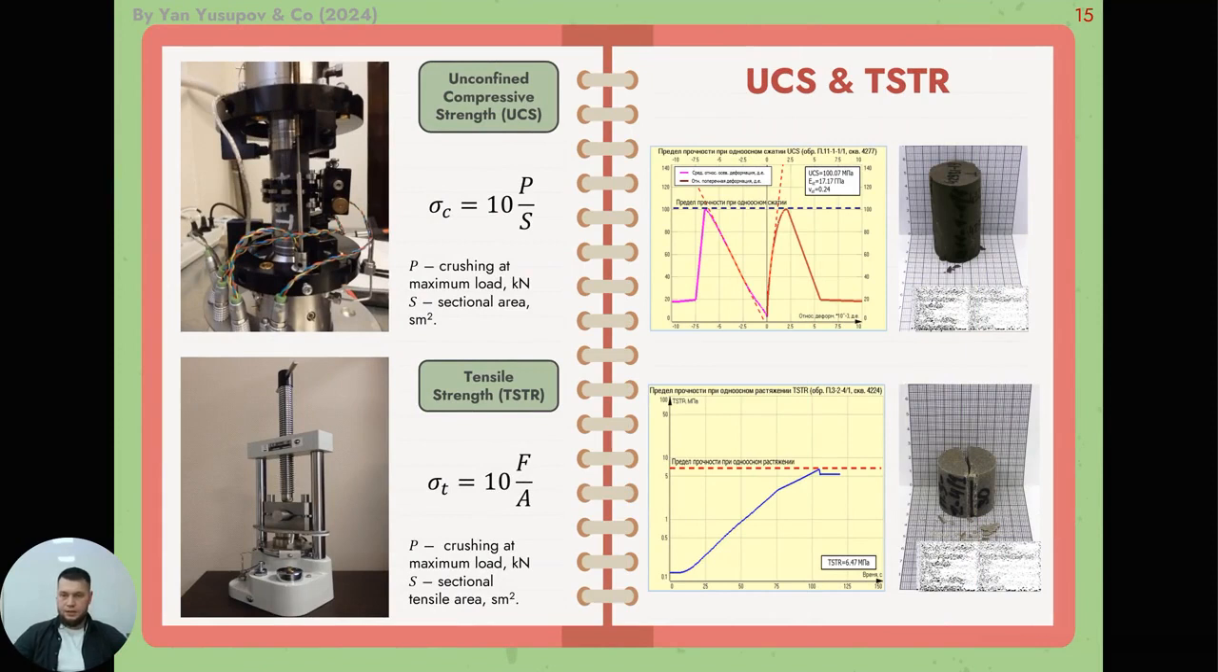In this slide you can see results of UCS and TSTR. As a result of UCS, the axial compressive strength, the rock specimen is compressed only in the axial direction, and UCS is the ratio of crushing force to sectional area of the rock specimen. As for TSTR, tensile strength, the most common technique for rocks is the indirect approach known as the Brazilian tension test. We will return to this information later.